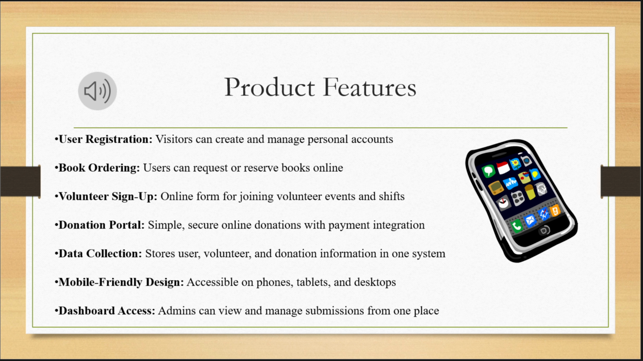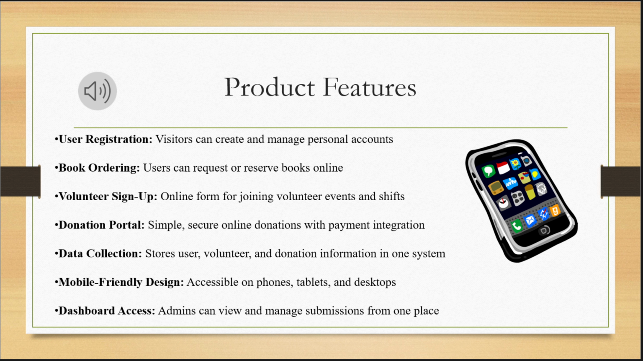So, for example, we have multiple different things, but first one I'm going to talk about is going to be the book ordering. This just makes it easier for users to request books online or reserve ones that are upcoming that the library is going to have. Another big thing is going to be the donation portal. So it's going to be simple and secure online donations with payment integration. This just makes customers feel more safe doing things in terms of this so that they're not at risk for potential scams or something like that.